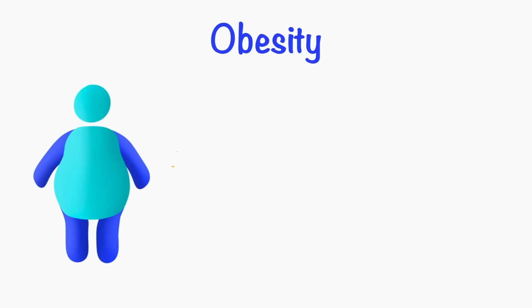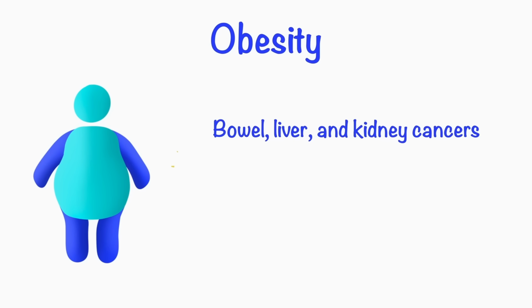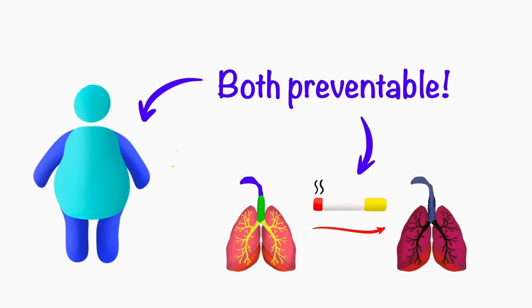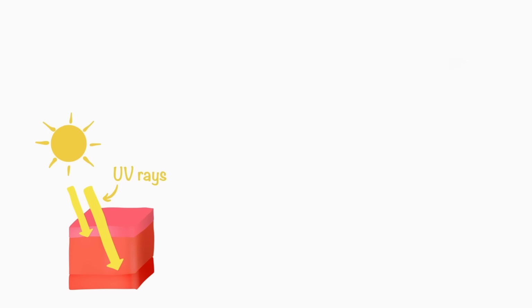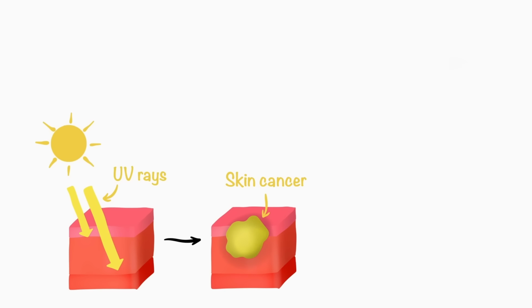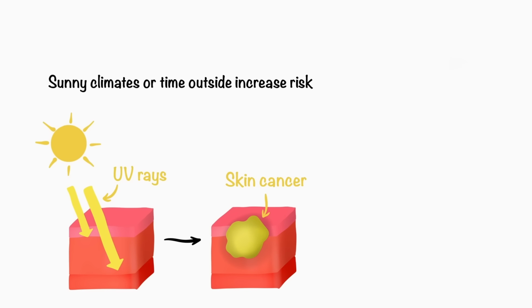Obesity has been linked to many different cancers, including those of the bowel, liver, and kidney. In fact, obesity is the second biggest preventable cause of cancer after smoking. UV exposure from the sun or sunbeds increases your risk of developing skin cancer. People who live in sunny climates or spend a lot of time outside without protection face higher risks. Using sunscreen regularly and covering up can help reduce this risk.